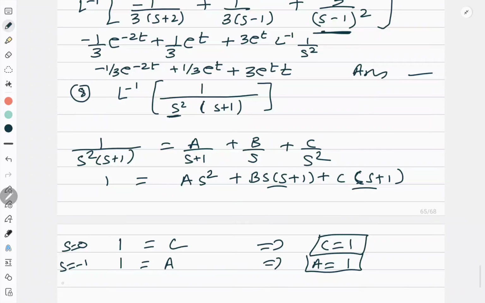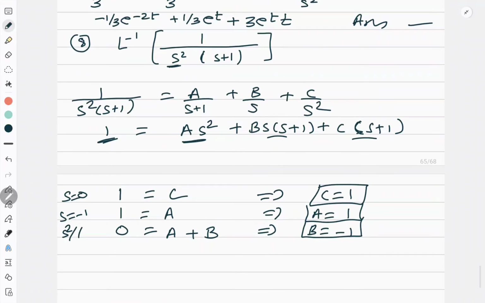Now compare the coefficient of s square. What is the coefficient of s square here? 0. What is the coefficient of s square here? A plus b. So if a is 1, b is equal to minus 1. Correct?